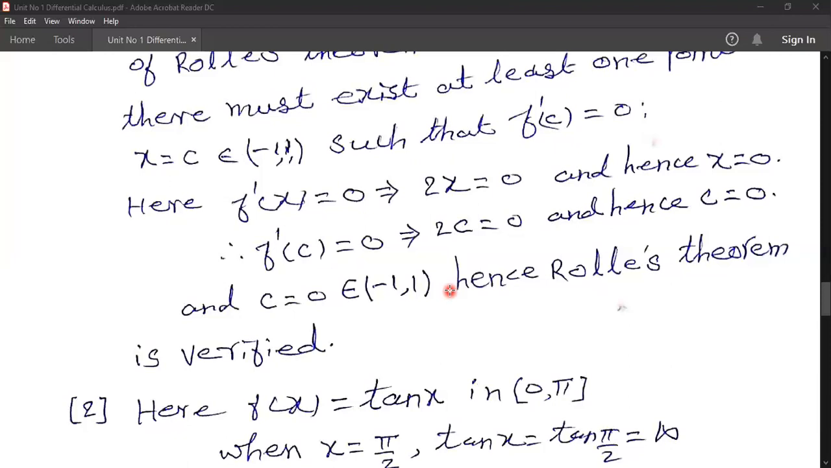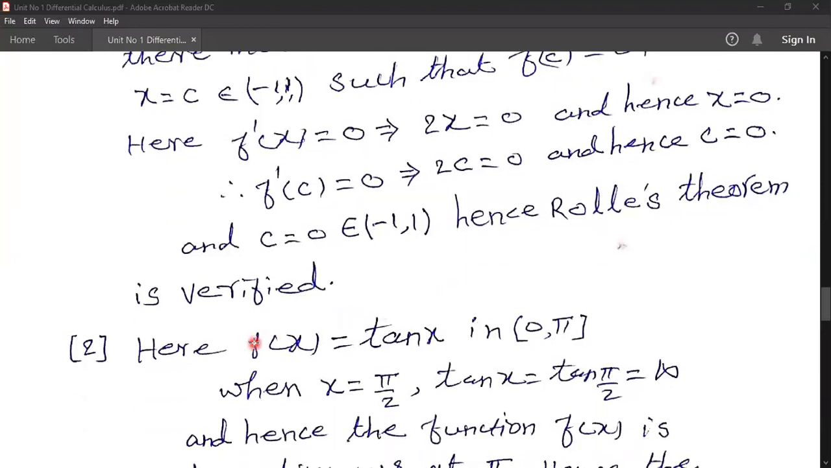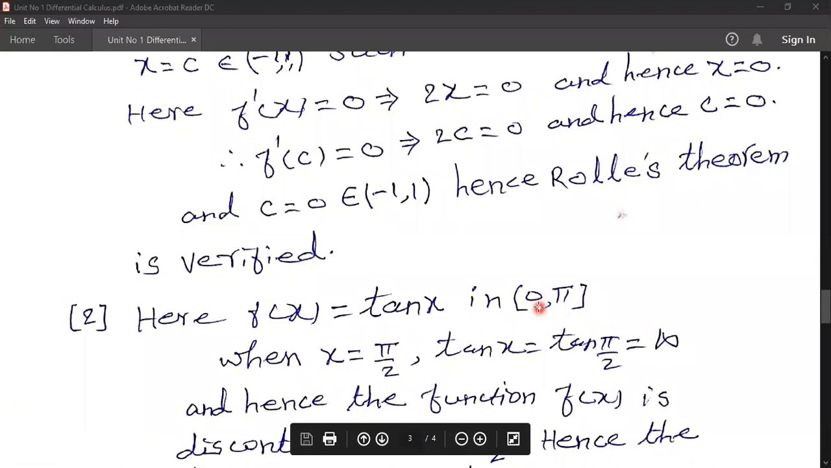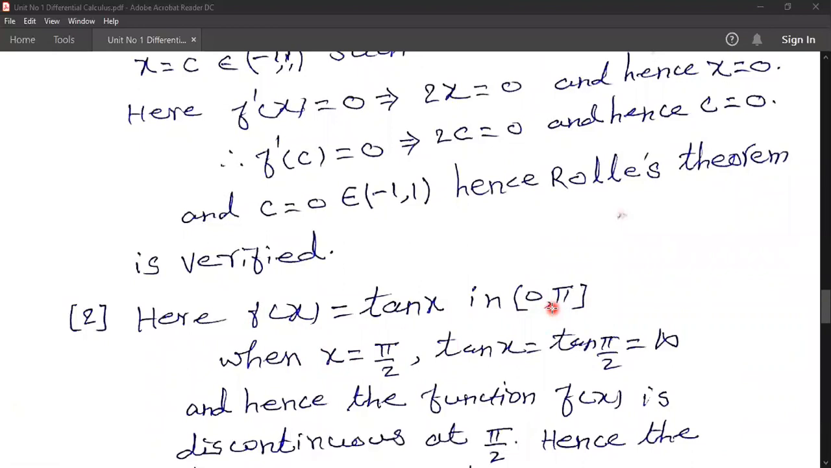So we'll see the next question, that is f of x equal to tan x defined in the closed interval 0, pi. First you will have to check whether this function f of x equal to tan x is a continuous function in the closed interval or not. When we take x from 0 to pi, there is the point x equal to pi by 2. Now, when you check continuity, continuity has to be there for all values of 0 less than or equal to x less than or equal to pi.